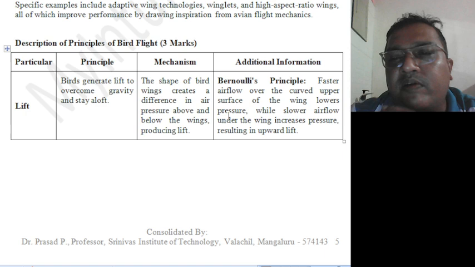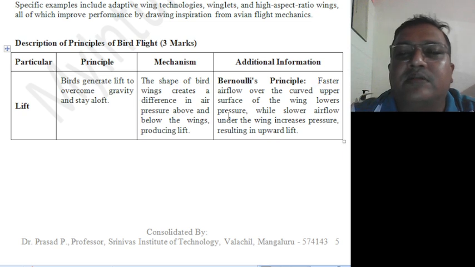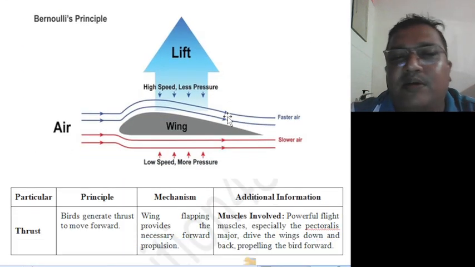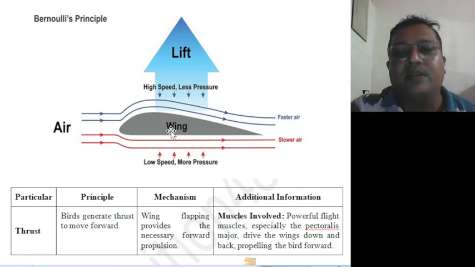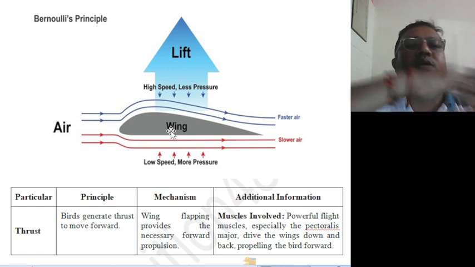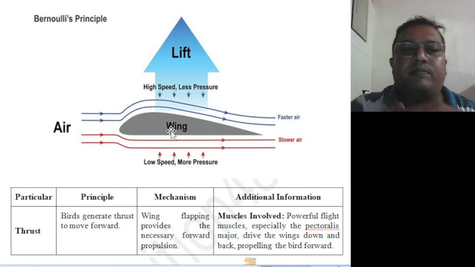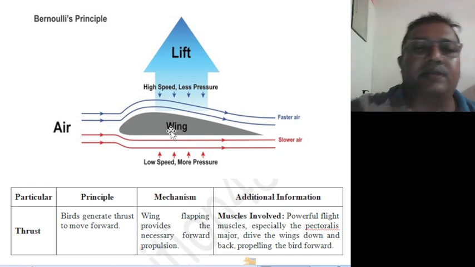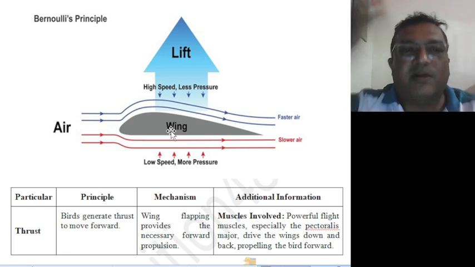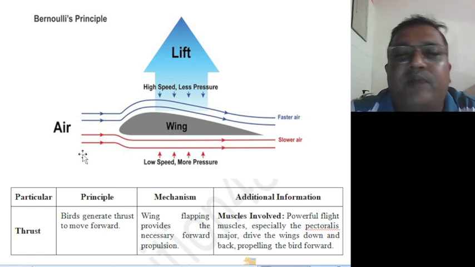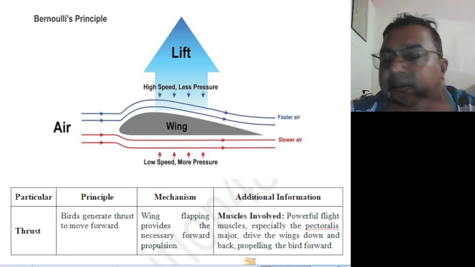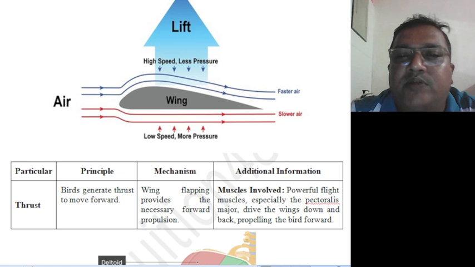Faster airflow over the curved upper surface of a wing lowers the pressure, while the slower airflow under the wing increases the pressure, resulting in an upward lift. We need not teach the birds about Bernoulli's principle; we need to understand it. If this is the wing structure in the case of birds, because of the particular shape, when air comes, the upper side has more speed, faster air, and comparatively lower pressure. So that airflow makes the wings go up, and when the wings go up, the bird also gets lifted. That is Bernoulli's principle. The same technology is used in aeroplanes. Aeroplane wings are also of a similar shape.